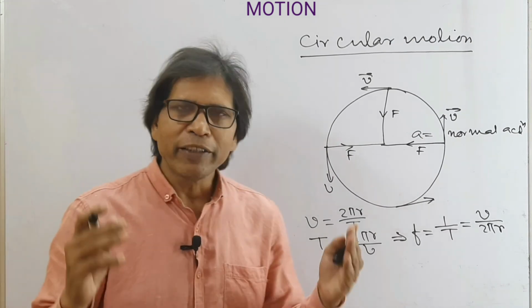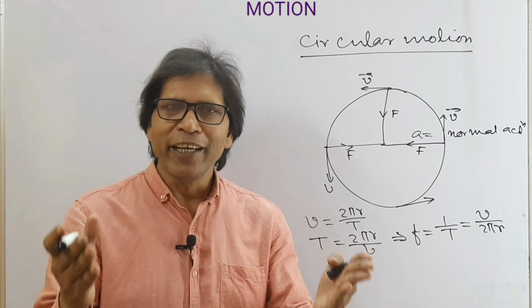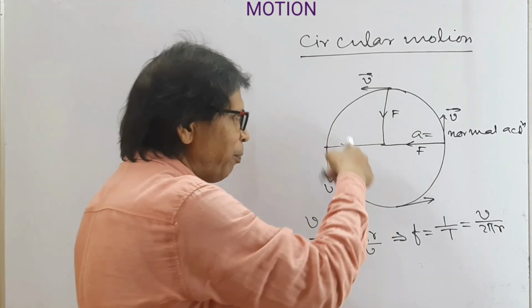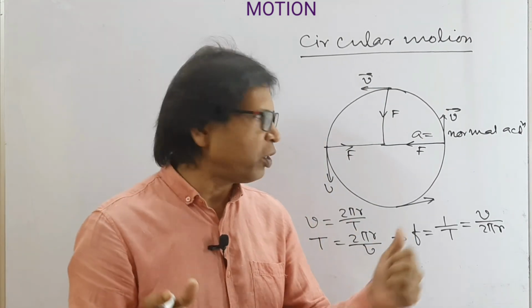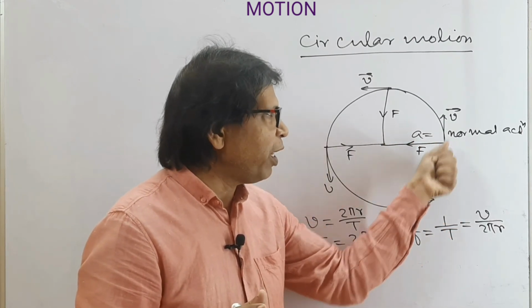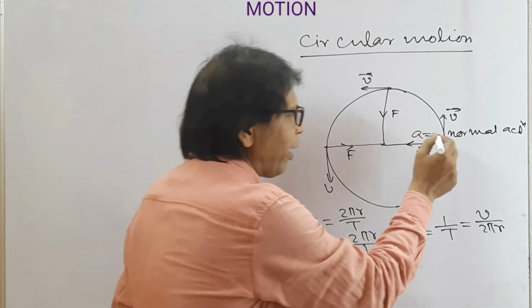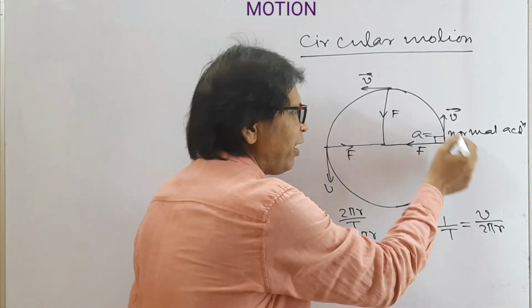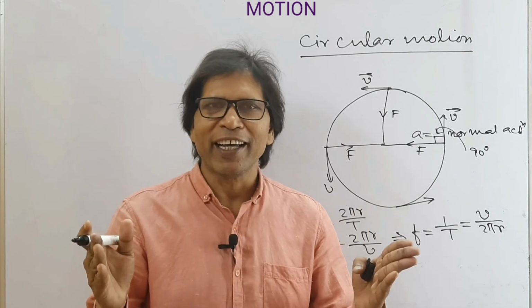Okay. So now there is an important point: in uniform circular motion speed is constant but velocity changes at every point, and acceleration is directed towards the center while velocity is tangent to its path. So the angle between the velocity and acceleration is 90 degree.